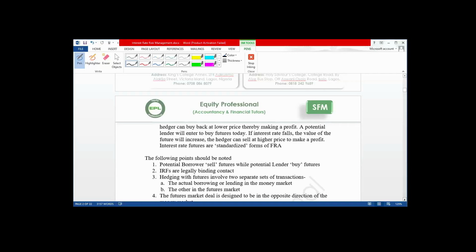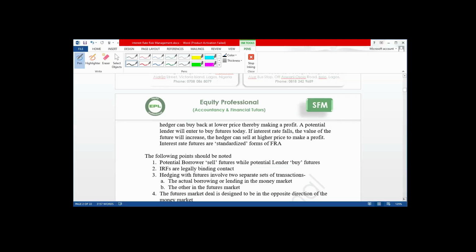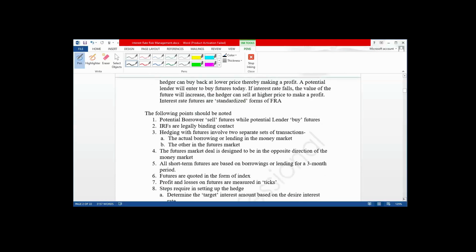So please bear in mind, when we get to calculation, you are going to be seeing two different markets. The futures market transaction is designed to be in the opposite direction of the money market transaction.